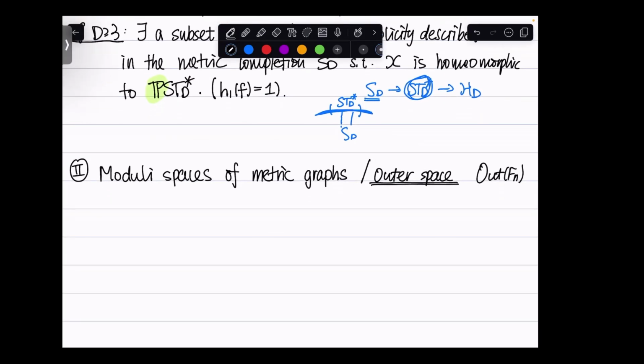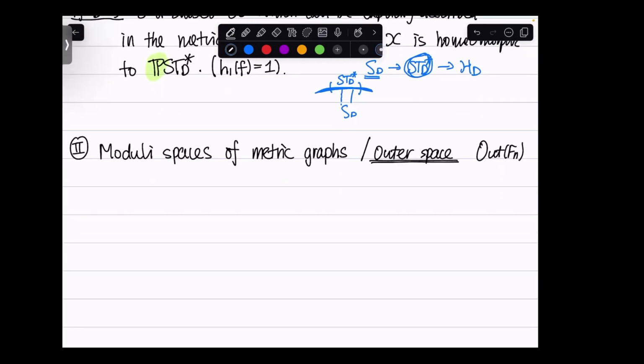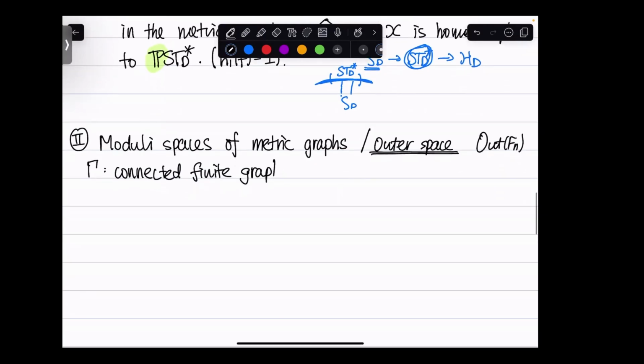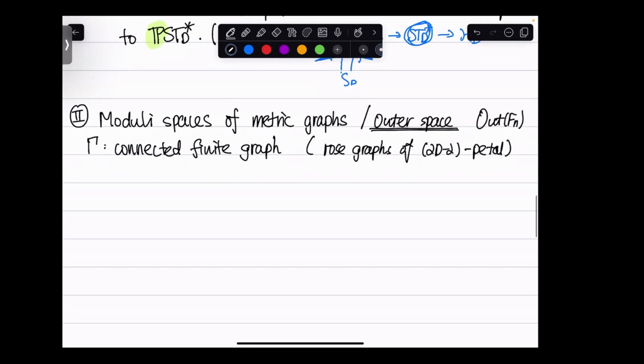So what is the moduli space of metric graphs? Let's first start with a connected finite graph. In our application, we will just take rose graphs of 2d minus 2 petals. So actually, we will only consider one graph, but the theory of moduli space of metric graphs is general.